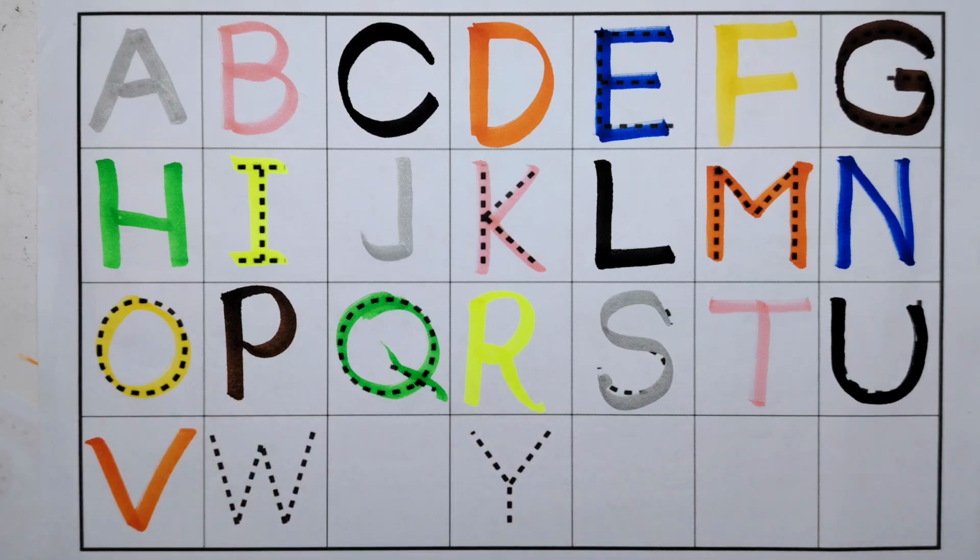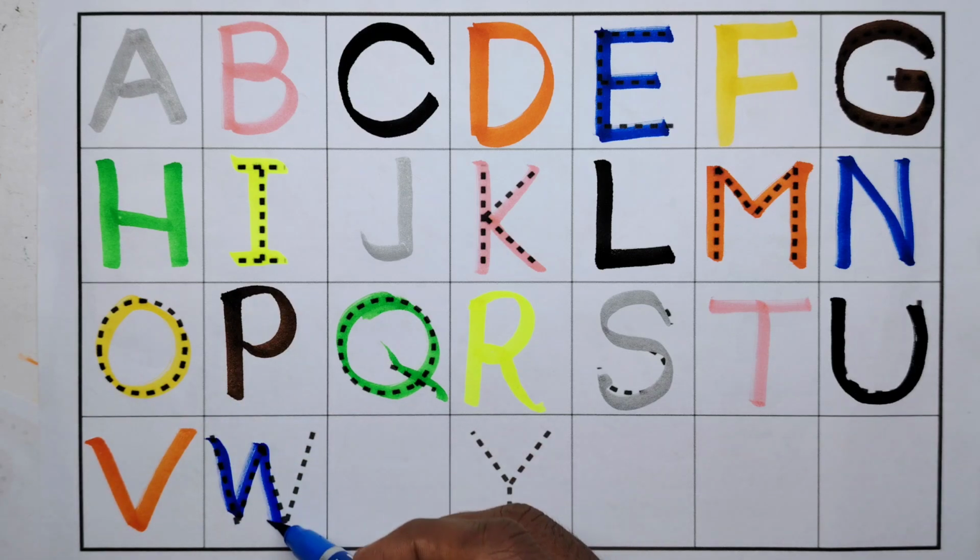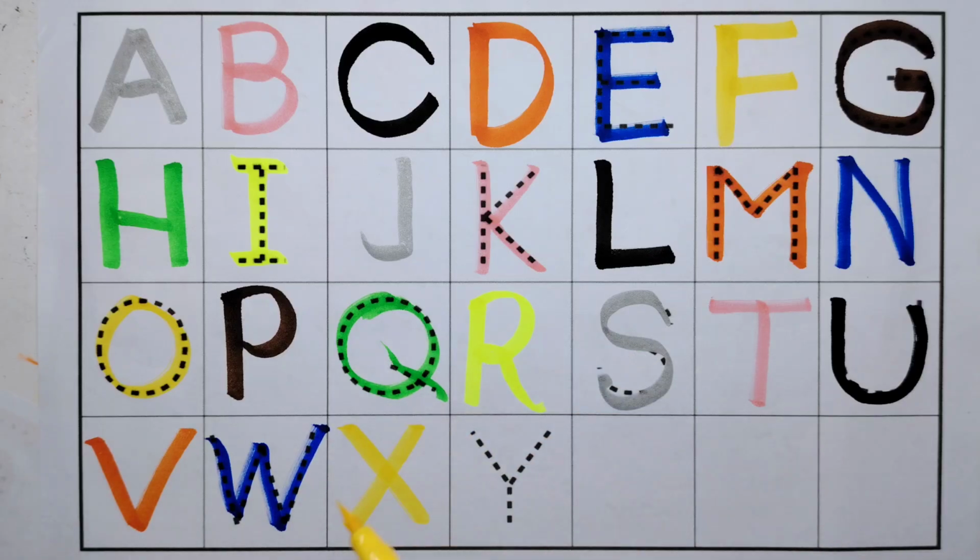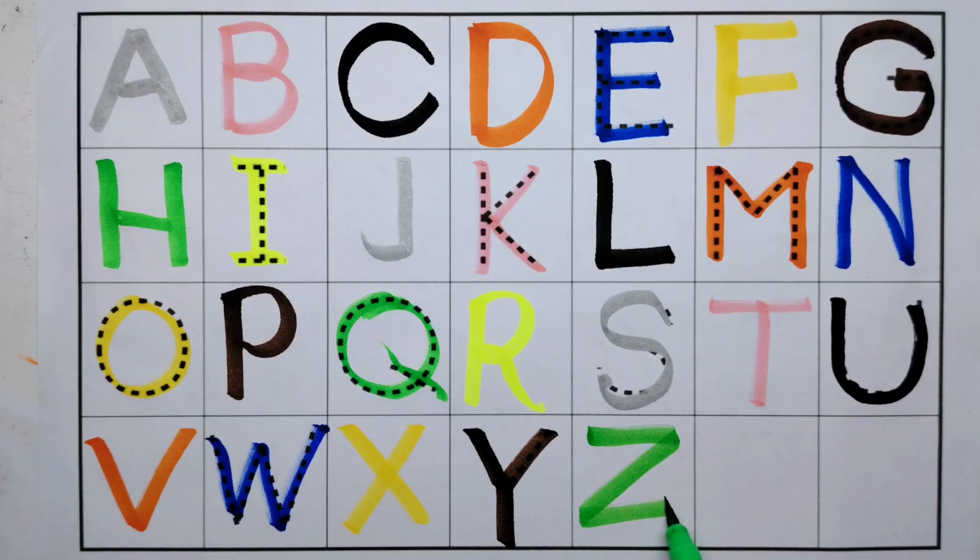V for village. W for water. X for X-ray. Y for yo-yo. Z for zebra.